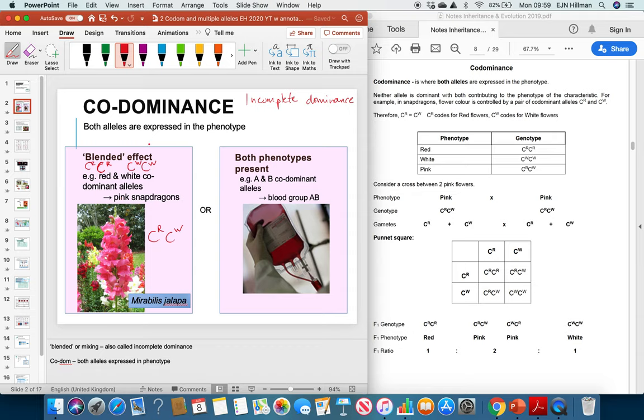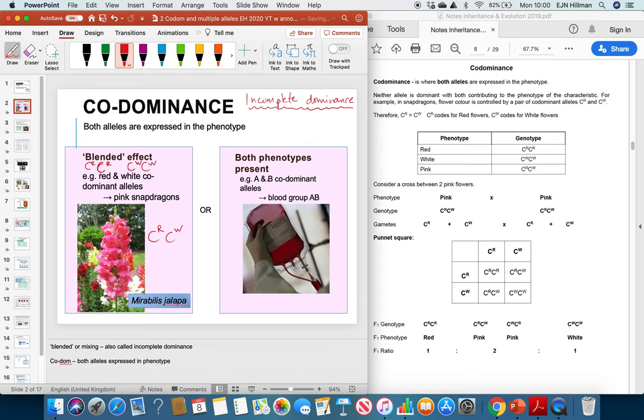Now, actually, this blended effect is what we refer to as, or its correct term is, incomplete dominance. But as I said before, you don't need to be able to distinguish between incomplete and codominance. We just lump the two things together. Another example, so there's a blended effect, and there's another example is when both phenotypes are present.